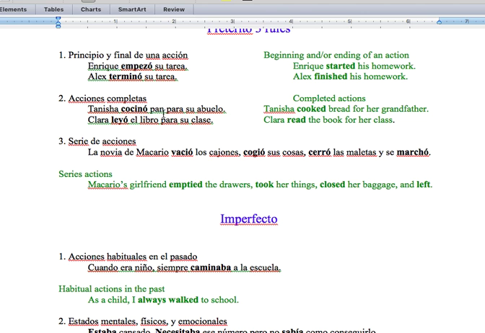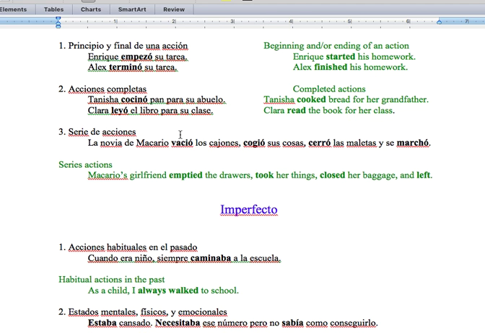Second rule is completed actions. Tanisha cocinó pan para su abuelo. Completed action. Tanisha cooked bread for her grandfather. The second example is Clara leyó el libro para su clase, which in English is Clara read the book for her class. So it's like a whole action that took some time. You could say this in the imperfect if you're saying the times that she read it, but you want to say it right now. We're focusing on the whole completed action of cooking and reading, right?